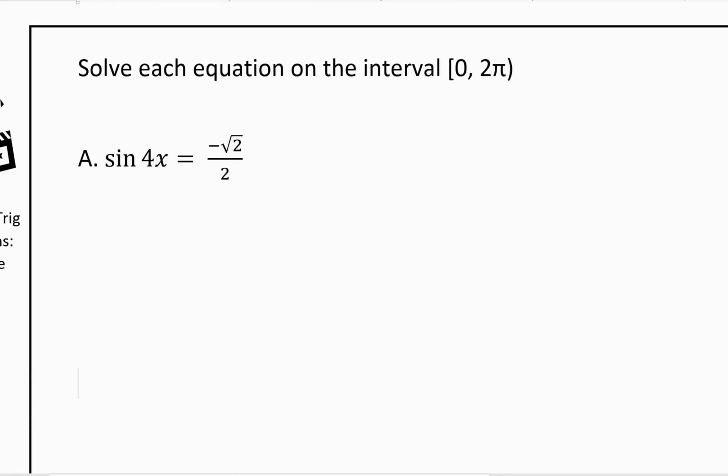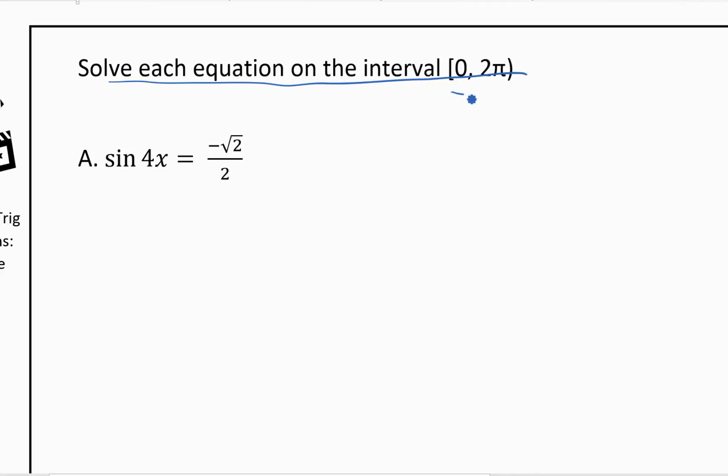Okay, now we're going to solve equations that are a little more complicated. Now you'll notice the directions here are a little different. It says solve each equation on the interval from 0 to 2 pi. So we're not asking for all solutions here. We're not going to put the plus 2 pi k or the plus 360k.